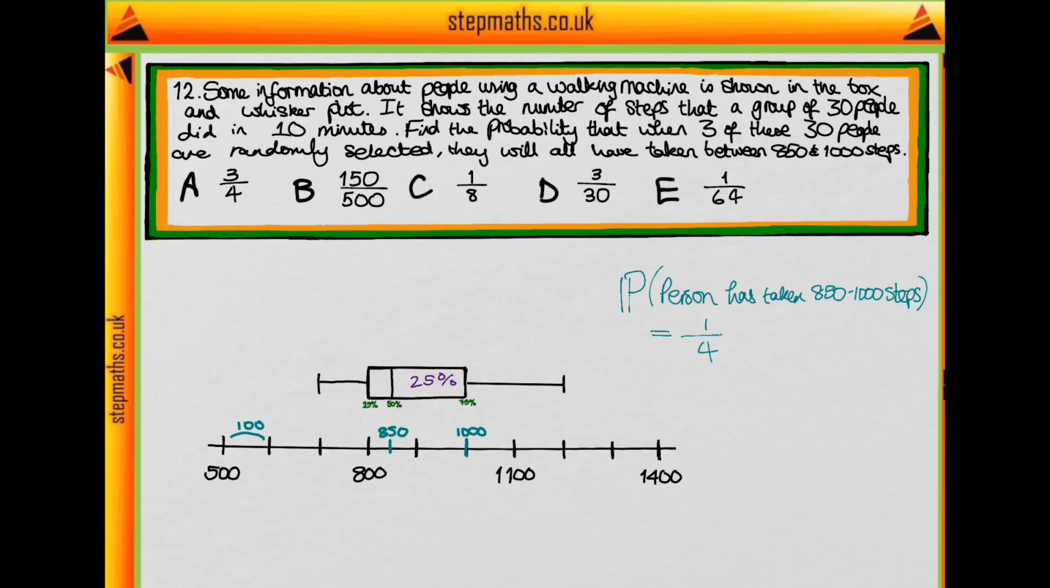Now we need to know for 3 people, not just 1, and so to do this we take the probability that one person has taken between 850 and 1,000 steps, and we cube it. If you can't explicitly think about why that is, a good way to remember it is that we're not going to be multiplying it by 3, because then the probability would be getting bigger, and that doesn't make any sense. It's quite unlikely that 3 people are in that gap, whereas it's a lot more likely that just one person is in that gap. So we take a quarter and cube it, and that gives us 1/64, so our answer is E.